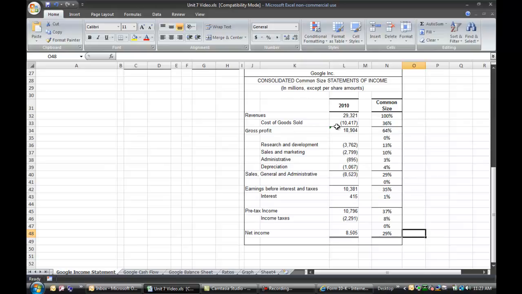So the common size statements are a valuable thing to use to get percentages. With that, you can compare to other companies, see how they're doing against Microsoft, against Apple, and so forth. Companies in the same industry, and see how well they're being managed.